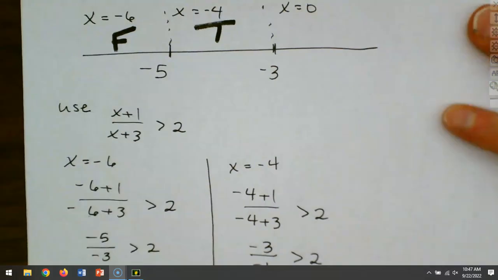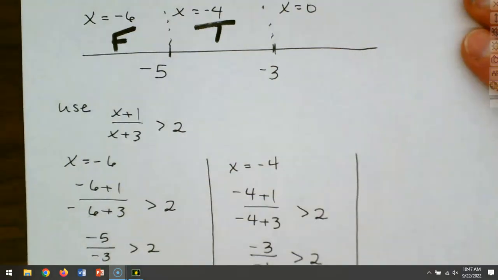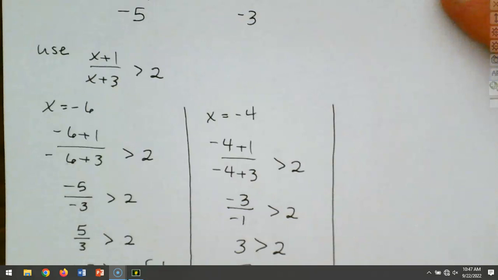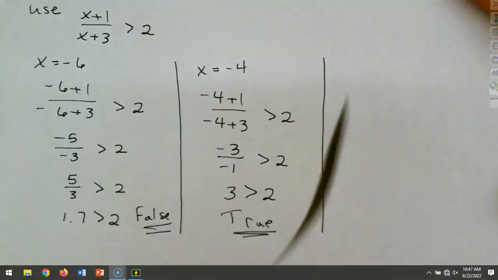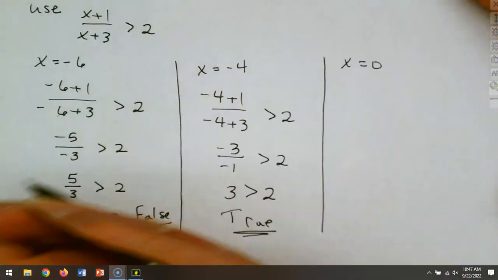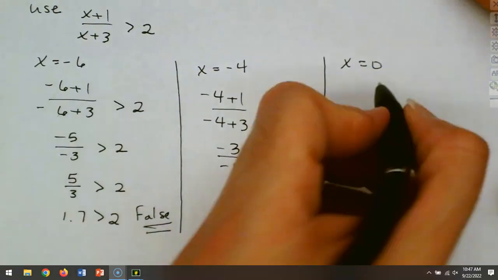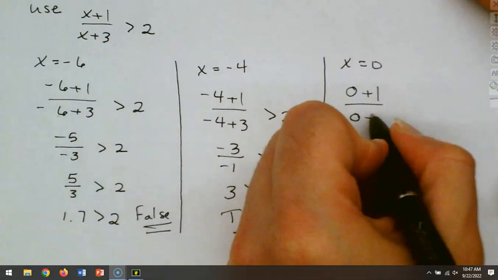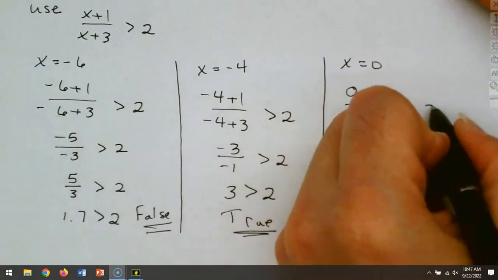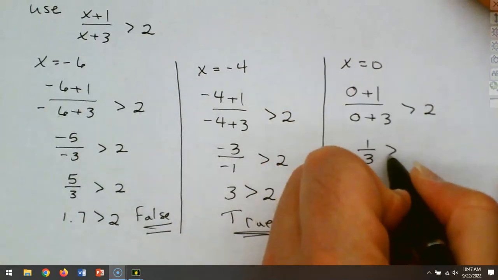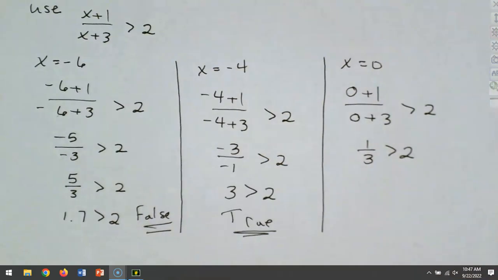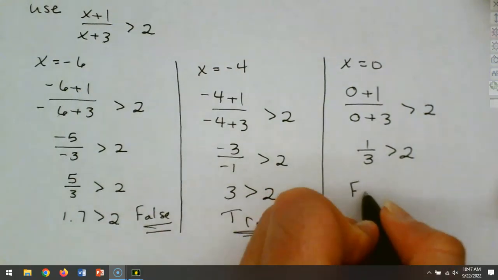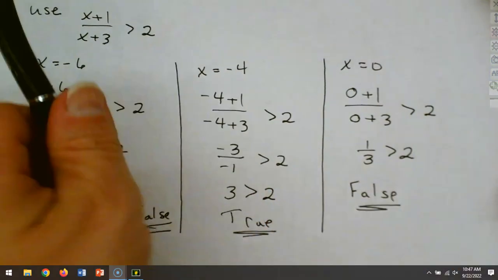We've got one more region to check. And we're going to check 0. It's going to actually be the easiest. So we're going to check 0. 0 plus 1 over 0 plus 3. That gives you a third. And is a third bigger than 2? True or false? Is 1/3 bigger than 2? No, it is not. So that again would be false.